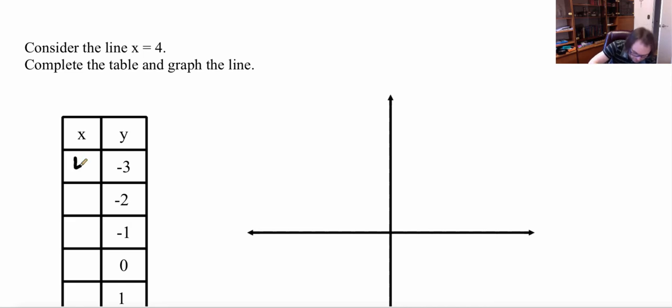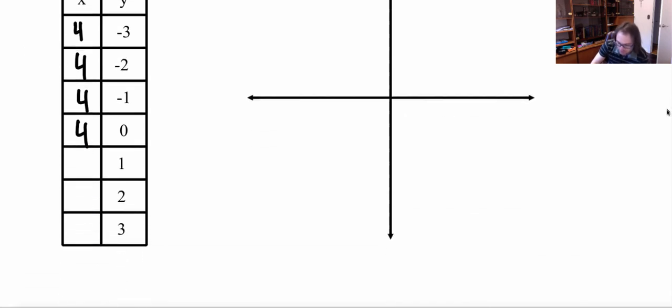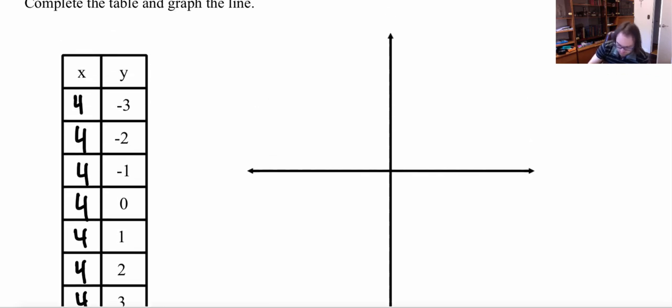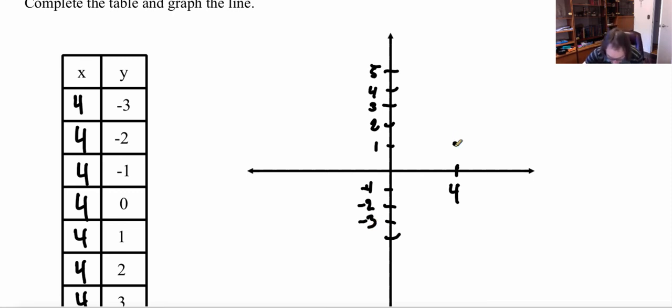So no matter what, going down, I'm going to have 4, 4, 4, 4, because x is always equal to 4. So let's say 4 is going to be right here. So that means all of my values, if I even go 0, 1, 2, 3, 4, 5, and even the negatives, negative 1, negative 2, negative 3, every one of these values is going to be at 4, no matter what.